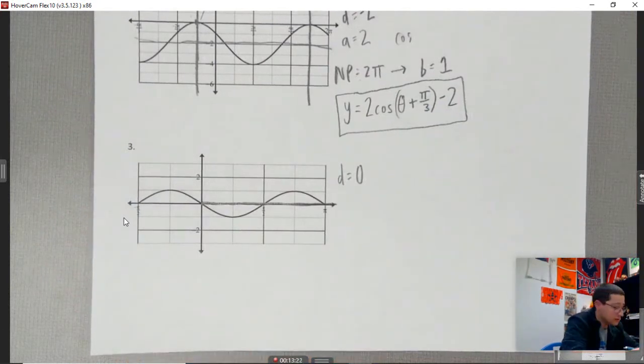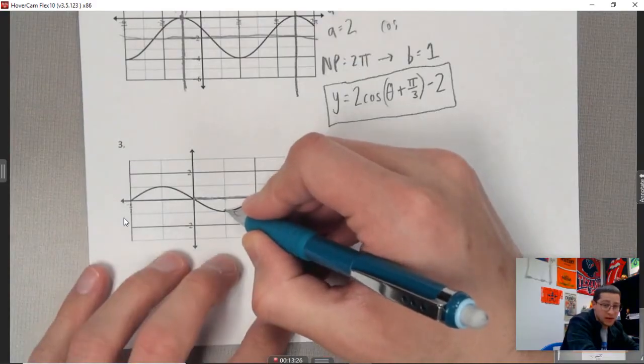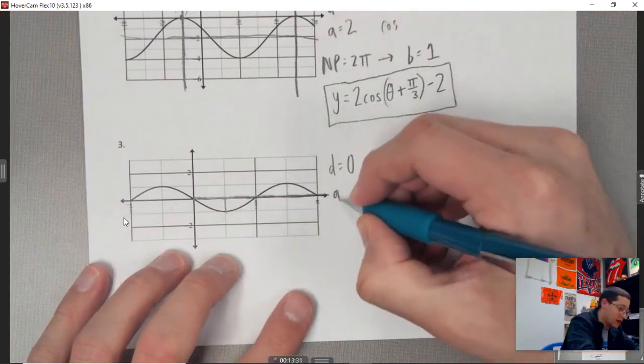Next part of the process would be to find that amplitude. Well, here's my axis or my baseline, and I find that distance. That's one spot where it is. That's another spot where it is. So my A value is 1.